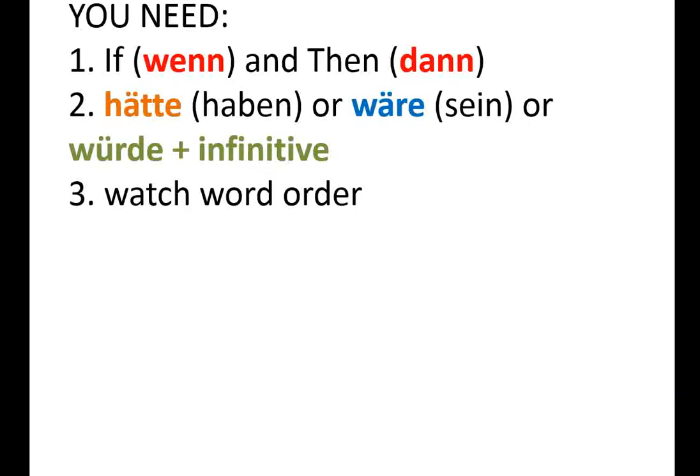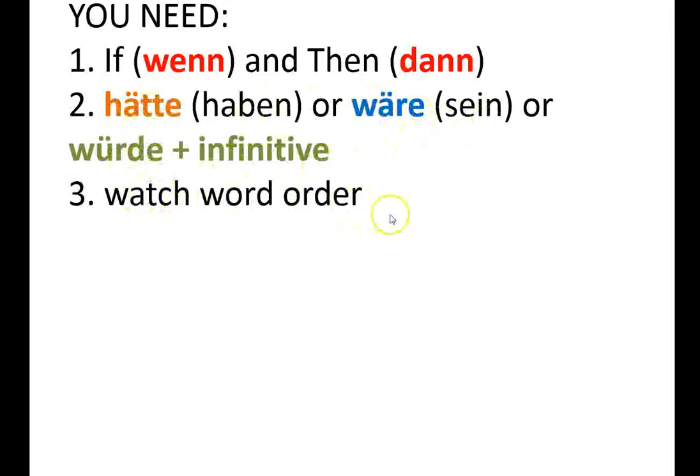So things you may have noticed. First, that there's a wenn statement, the if part, and then there's the then, the dann part. Sometimes the dann can be omitted, but certainly you want to make sure you have this if. The second thing you notice is you either used hätte, wäre, or würde plus the infinitive in both halves of the sentence. So both clauses utilize the subjunctive. And don't worry, we'll review what these conjugated are.